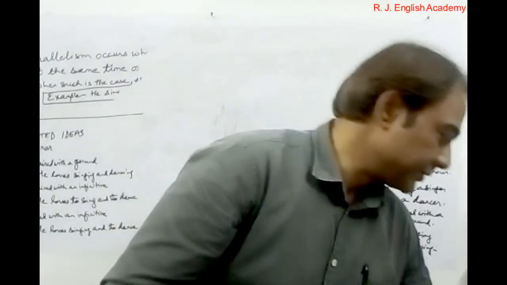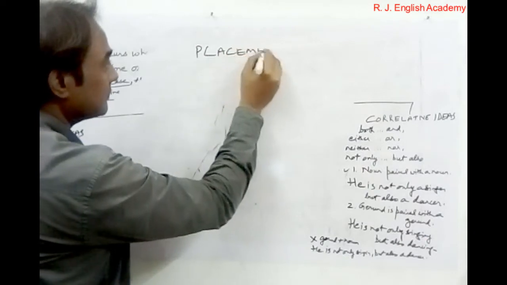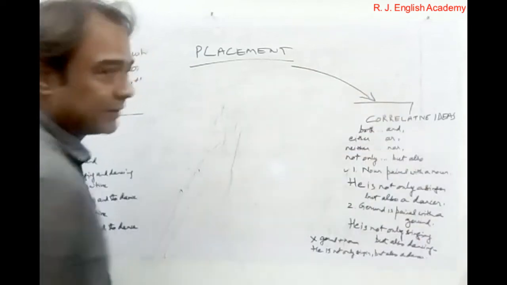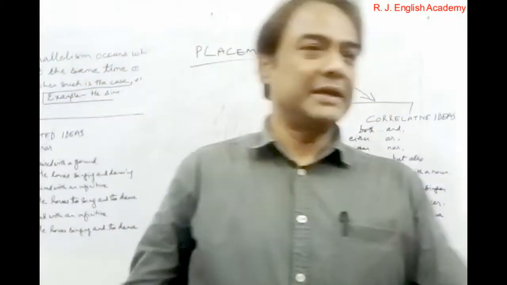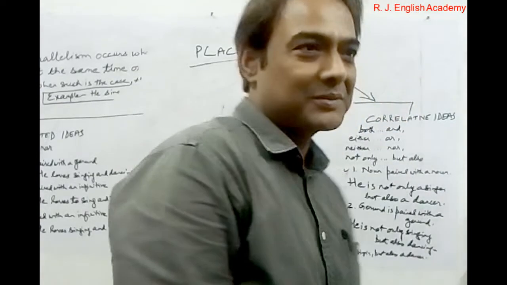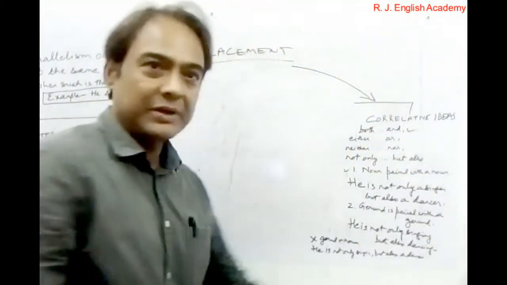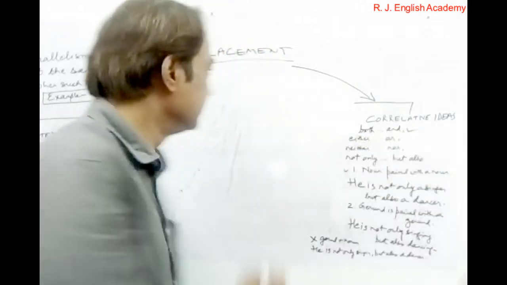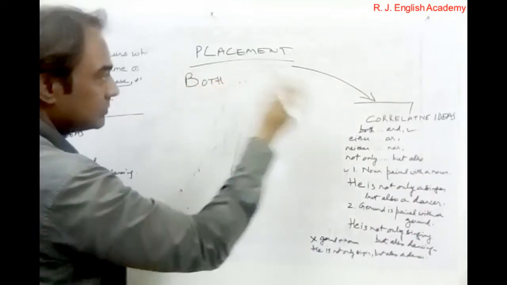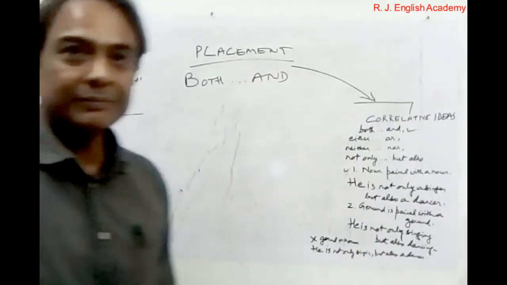Placement of the correlative conjunctions. Placement. How do you place it? Placement of what? Of this correlative ideas or the correlative conjunctions. Let us say a sentence with a correlative conjunction. Let us say the first one, both and. This is a correlative conjunction, both something else and. This is a correlative conjunction.